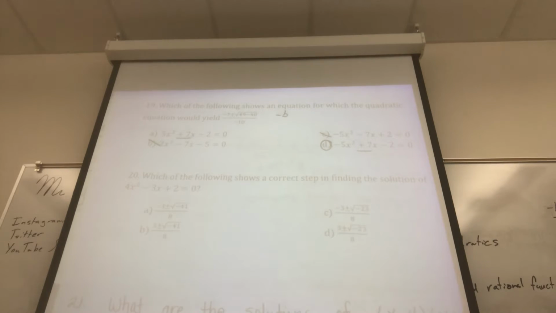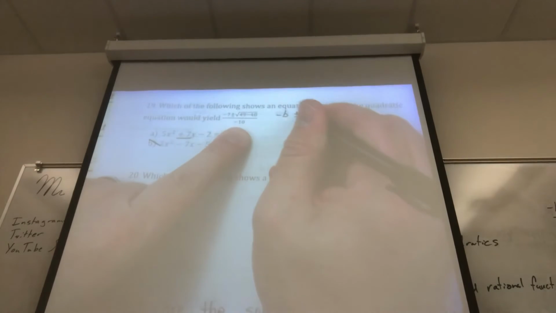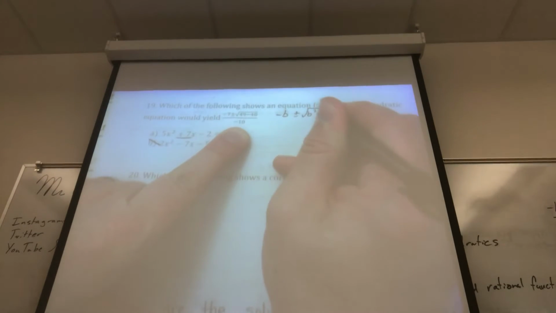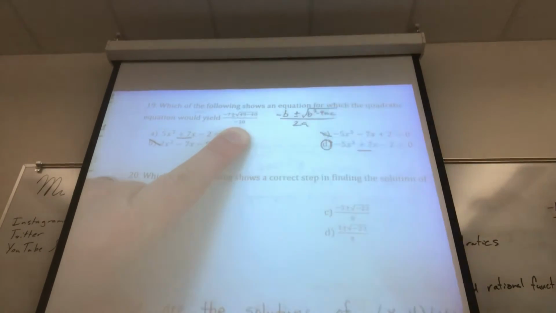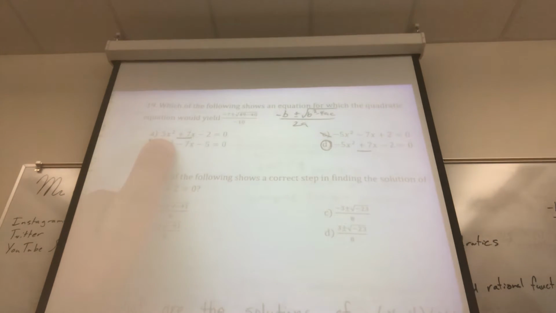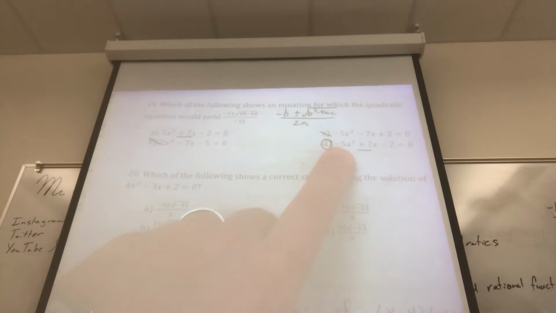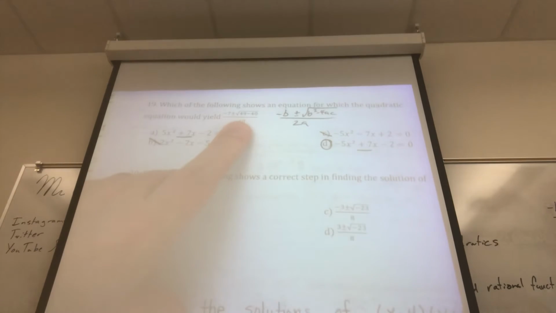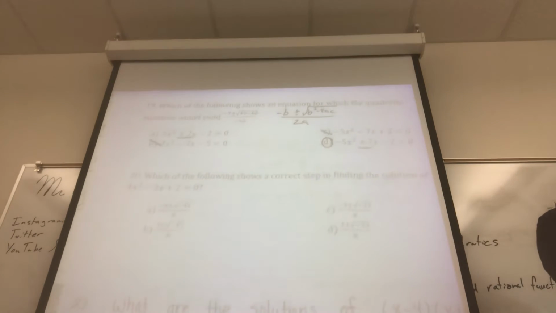Wait, why is it D? If you look at the bottom, that's -b plus or minus the square root of b squared minus 4ac all over 2a. If I did A, 2 times 5 would be a positive 10. 2 times a -5 would be a -10, and it's a -10 on the bottom. Same kind of thing with number 20.